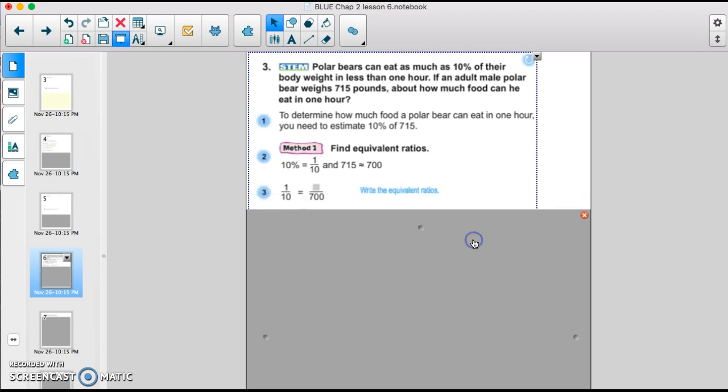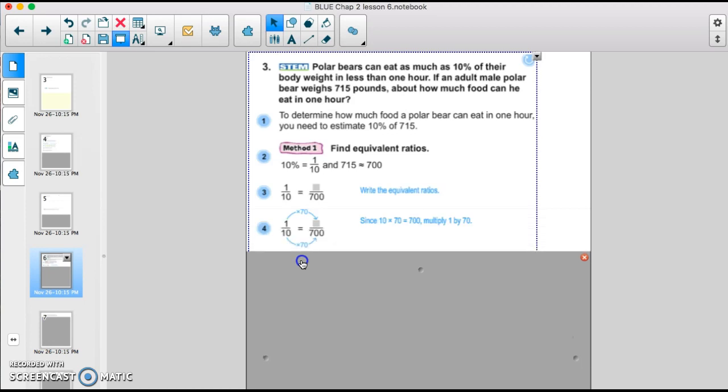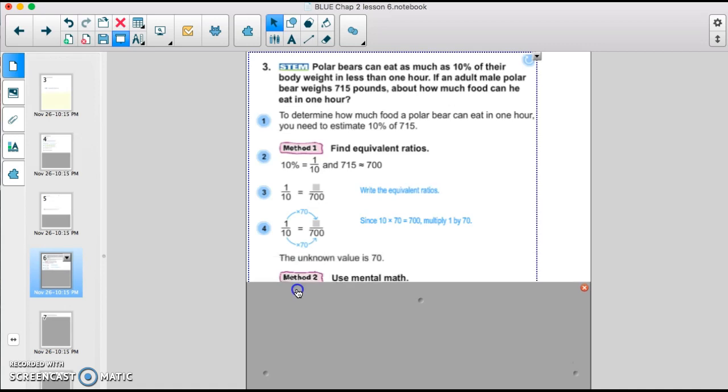And when we do that, we think of 1/10 equals something over 700. And I multiply 10 by 70 to get 700. So multiply the top by 70. So there it is. That kind of shows you what to do. So using that equivalent fraction, equivalent ratios that we did last chapter, we can go ahead and apply that here to get about 70. So 70 pounds would be our answer.